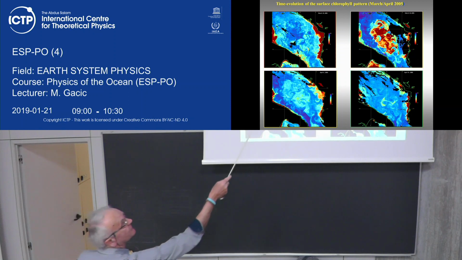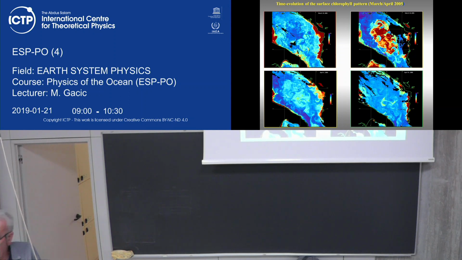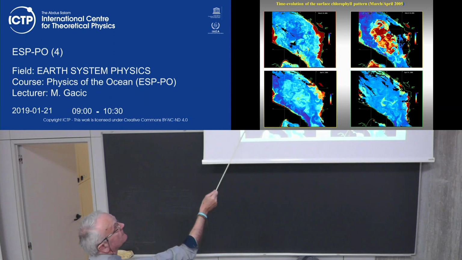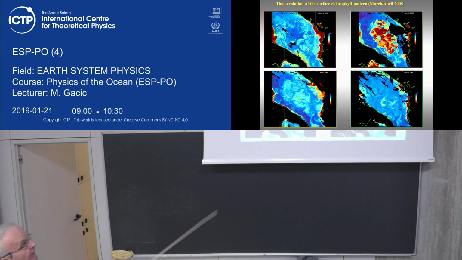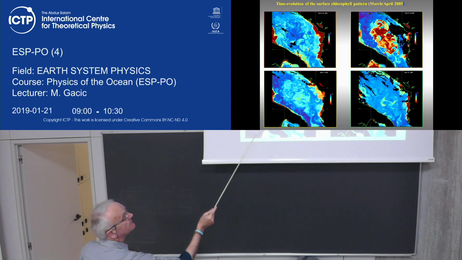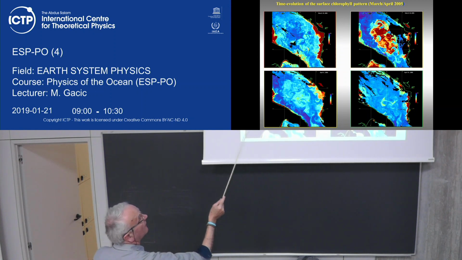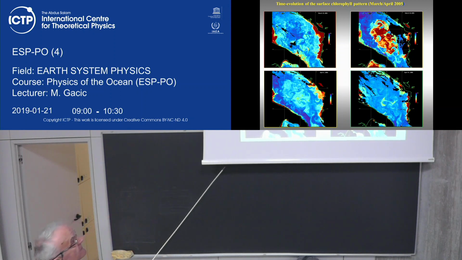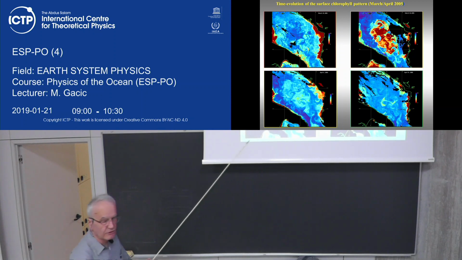For example, this is March 16, just to give you an idea of how fast these processes are. What you can see is, first of all, it's very rich in mesoscale structures. You can see these eddies. The general pattern is the existence of a relatively dark blue area in the center. What does that mean? How do we interpret this?